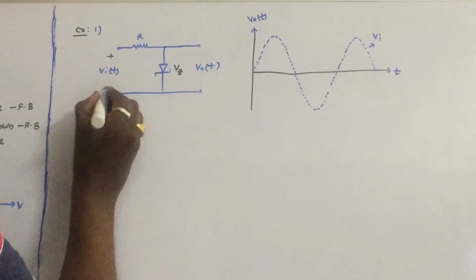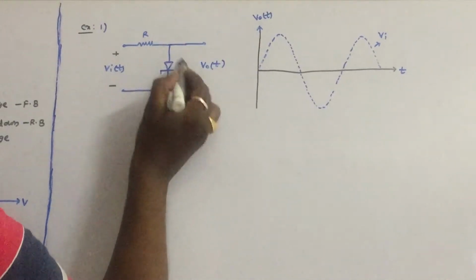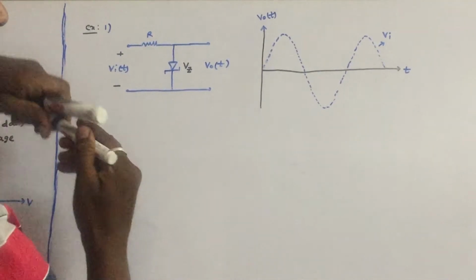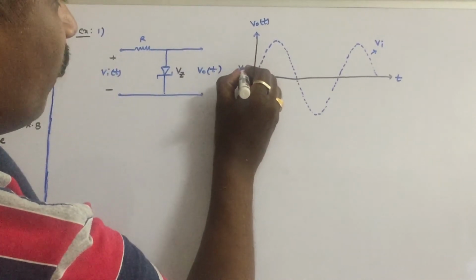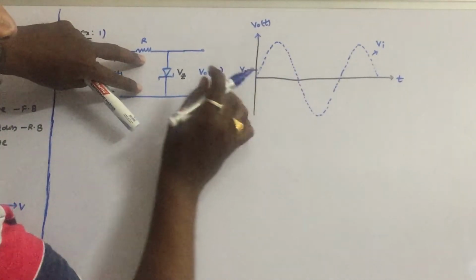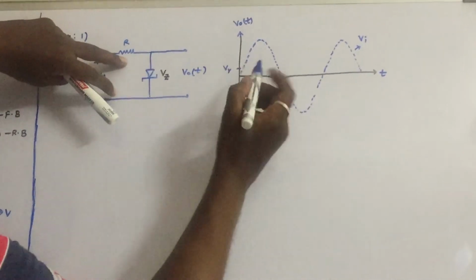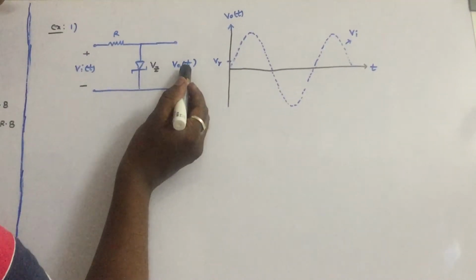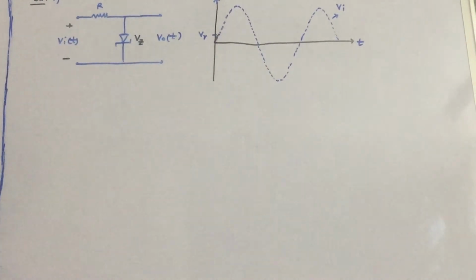what will happen? During the positive half cycle, the Zener diode is forward biased. So we represent somewhere V gamma, a very negligible voltage, the cut-in voltage. When the input voltage is less than the cut-in voltage, the diode will not be on, so it acts as an open circuit. Therefore V0 is equal to Vi. So very simple diode operation.